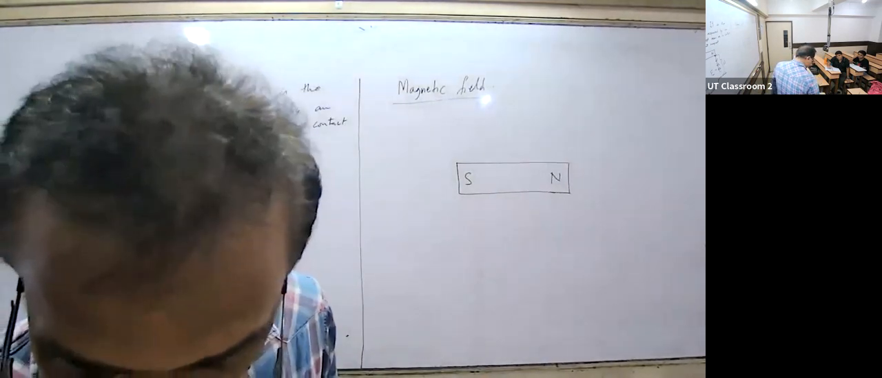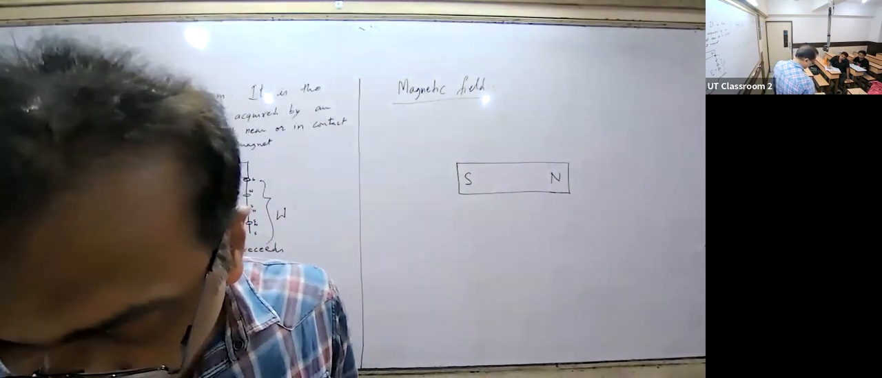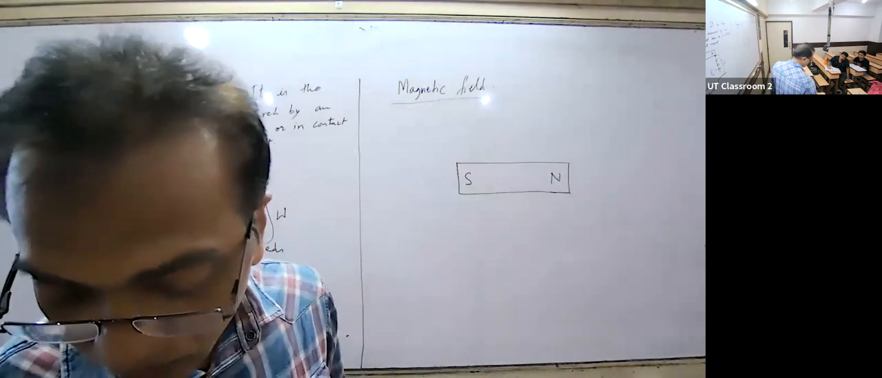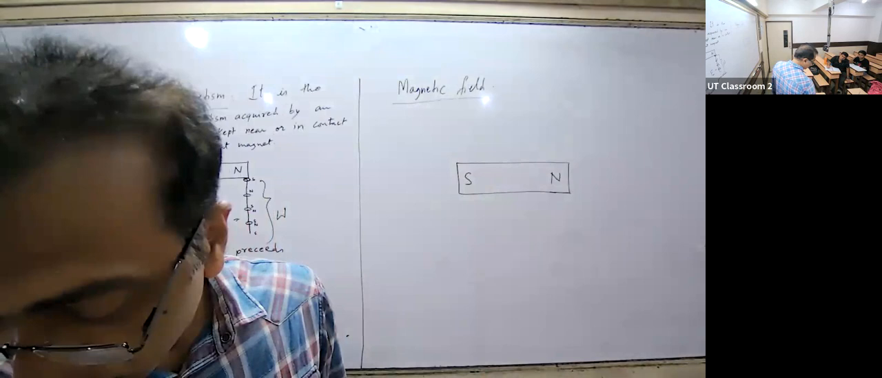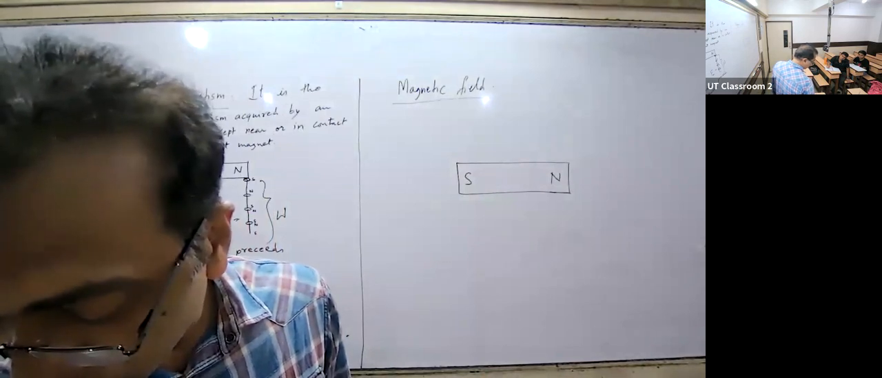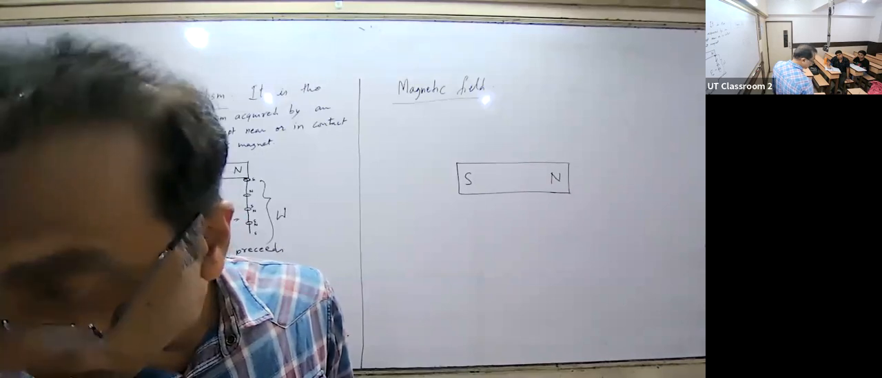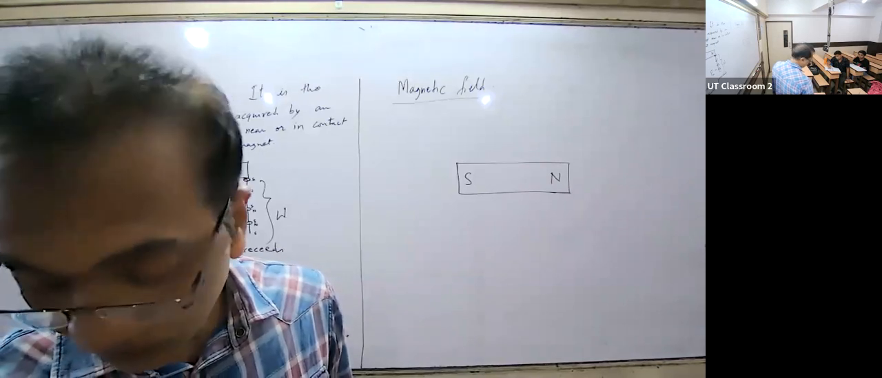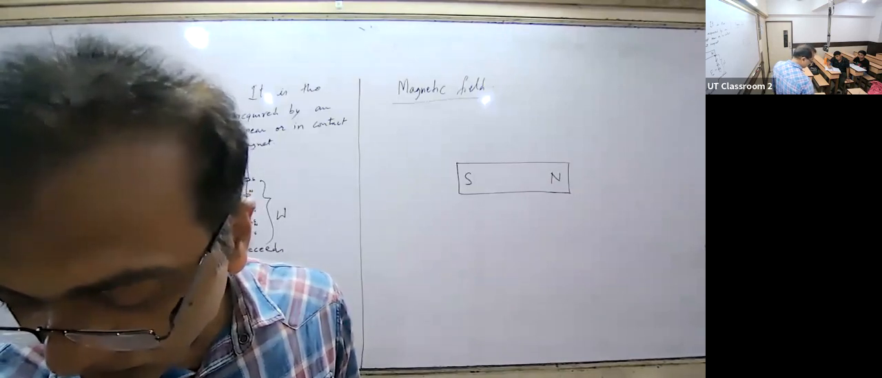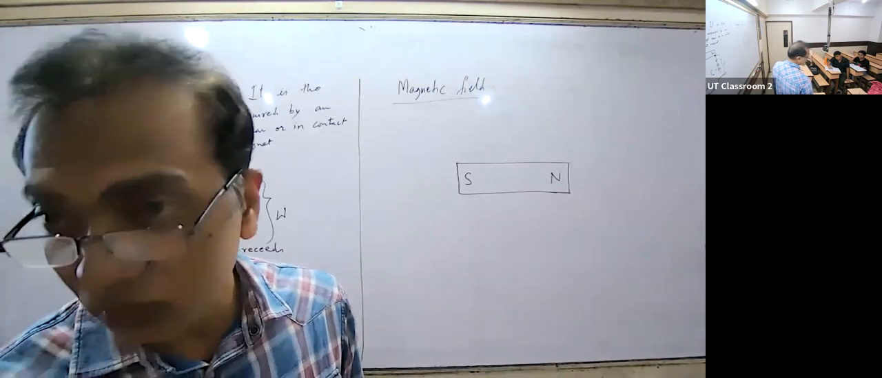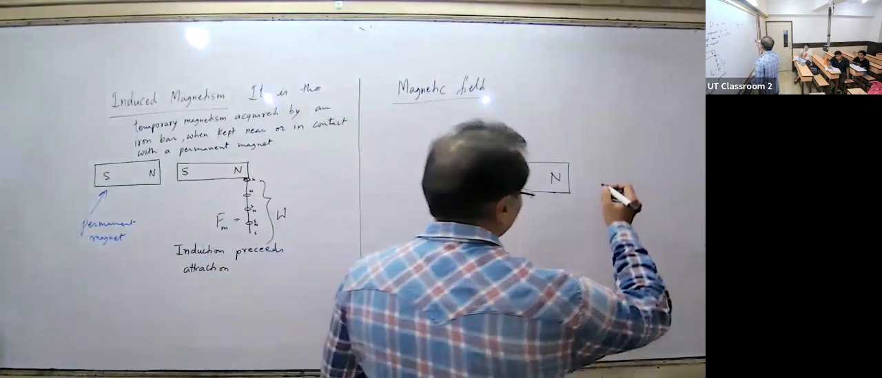And I will draw the boundary of the magnet and mark north, south. How do I know which is the north pole? When I keep a magnetic compass over here, if the north pole of the compass is pointing away from it, that means this is the north pole. Correct?